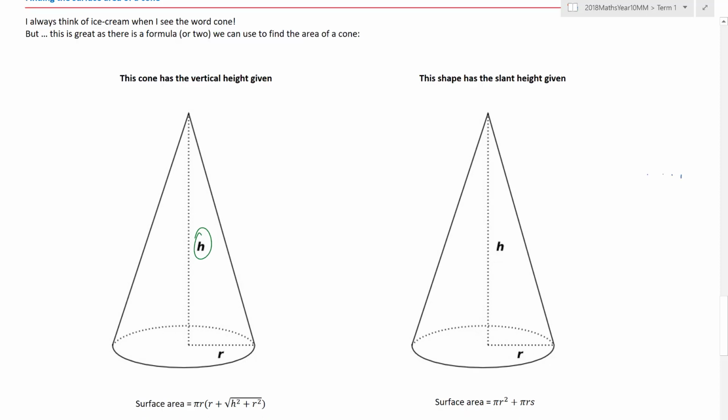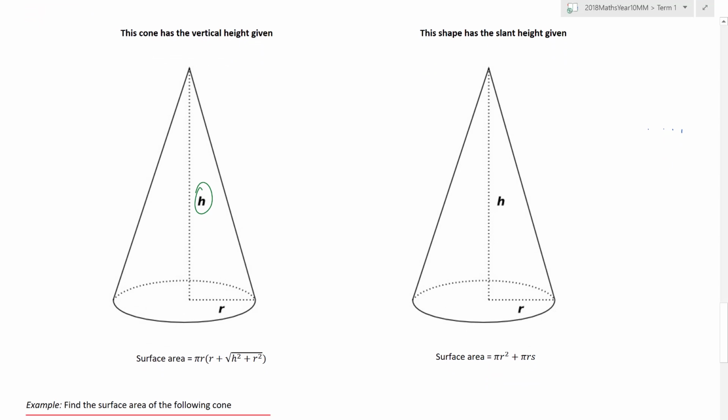Now, when that is the case, there is a formula to use for this, and it is horrible. And I can promise you, using this for any exam questions, write that in your formula book and make sure that you use it in the right place. But the surface area there would be given by pi times r, brackets r plus the square root of h squared plus r squared. Now, for those of you who are thinking to yourself, hold on, that looks familiar, it is. It's actually Pythagoras Theorem, right?